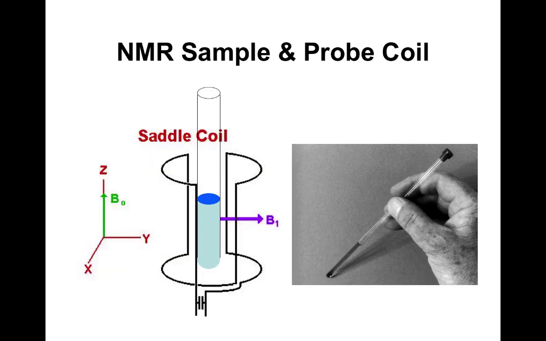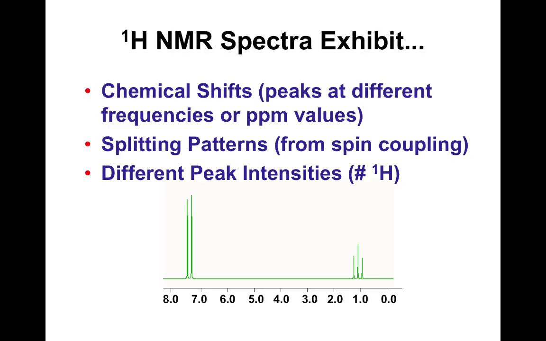And in that coil, you're able to drop an NMR tube, which is about as thick as a pencil, containing about 500 microliters of a sample. It's the saddle coil that is responsible for generating the radio frequency pulses. It's the saddle coil that's also responsible for detecting the radio frequencies that come from the nuclei oscillating.